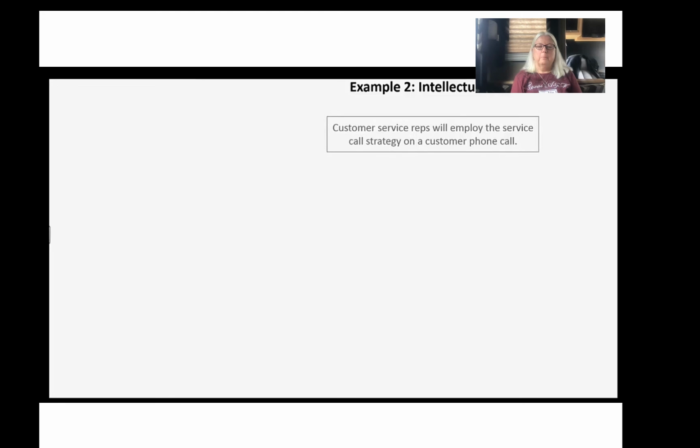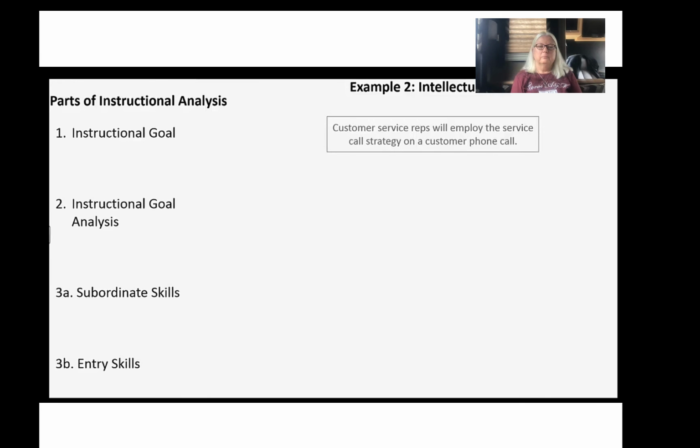So remember what the components of our analysis are going to be here. We've got the instructional goal. This is already here. But we also want to do our goal analysis, our subordinate skill analysis, and our entry skills. So let's start looking at the instructional goal analysis. And remember, once again, this is not a perfect science. I'm just sort of making this up and brainstorming what I think would be good for this. Again, as you do this, it'll be iterative. It'll take several attempts, several drafts before you feel like you're really getting to where you want to be.